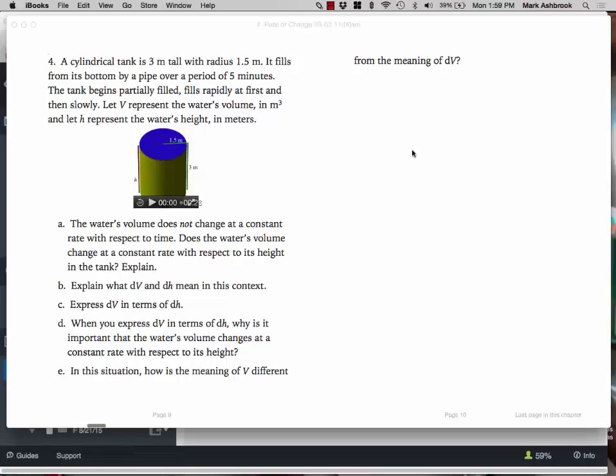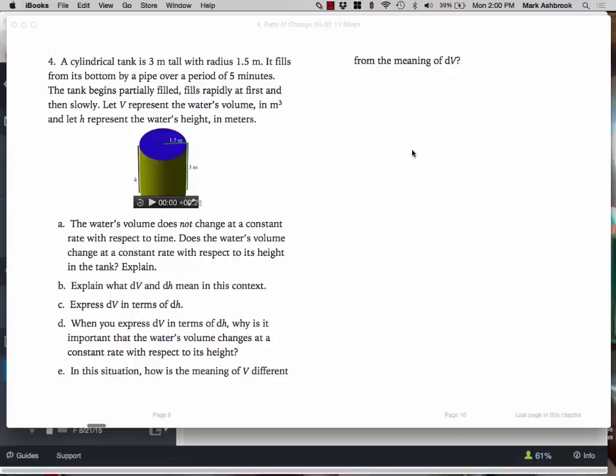Okay, so it says the water's volume does not change at a constant rate with respect to time. We said as time goes by, the volume filled up is slowing down, right? It's filling up with a fast volume at first, and then the changes in volume are slowing down, getting less for the same amounts of time. Does the water's volume change at a constant rate with respect to its height in the tank?